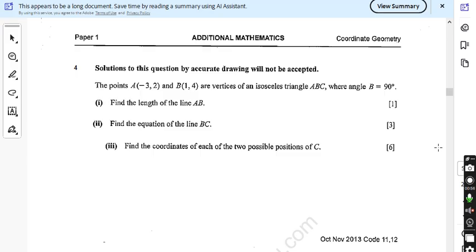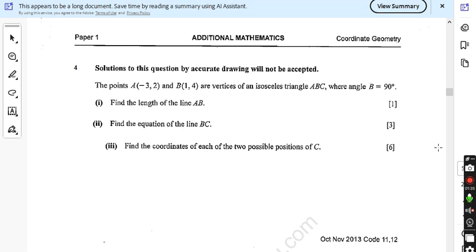Alright students, before starting this question, let me tell you that when it is written on a question like question number 4, you can see on your screen, solution to this question by accurate drawing will not be accepted. Students, what does it mean? It means we use only formulas: distance formula, gradient, perpendicular gradient, equation of line. So no drawing should be measured. Okay, let's start question number 4.